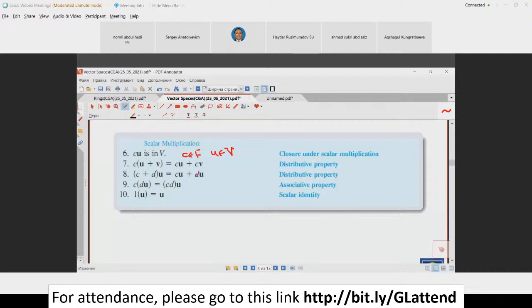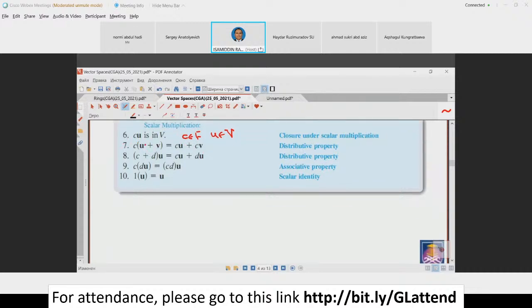Then next one is distributivity. Distributivity of that scalar multiplication and addition. C times U plus V must be CU plus CV. And here another distributivity property. C plus D times U is CU plus DU. Please pay attention. Here this addition is given in V. This addition also in V. But this addition is given in F. This addition is in V.